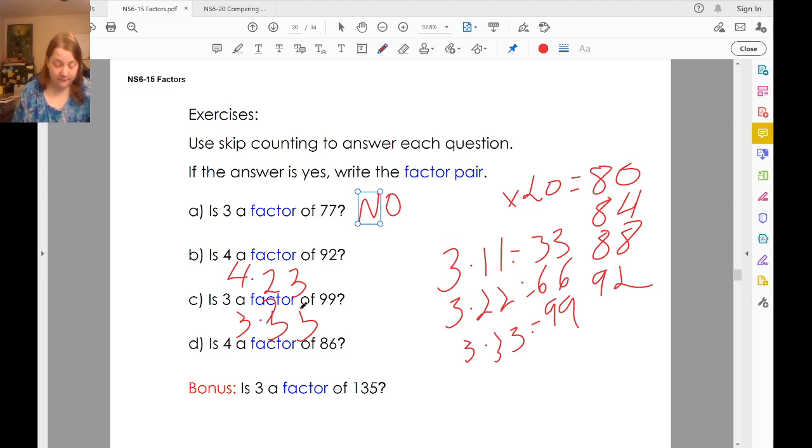And then we want to know if 4 is a factor of 86. So I know that 4 times 20 equals 80. And then I'd go 84 and then 88. So I would say no.